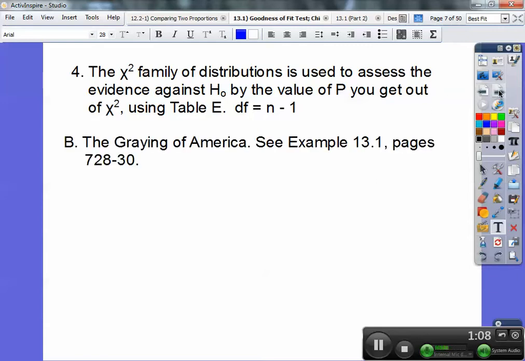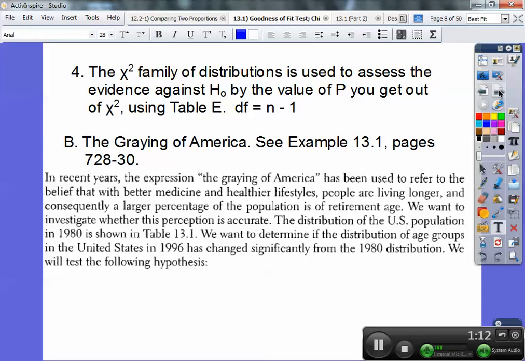So here's an example, the graying of America, this is example 13.1. In recent years, the expression, the graying of America, has been used to refer to the belief that with better medicine and healthier lifestyles, people are living longer, and consequently a larger percentage of the population is of retirement age. So we want to investigate whether this percentage is accurate. So the distribution of the U.S. population in 1980 is shown in the next table.